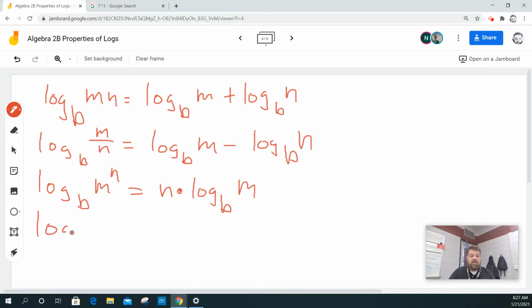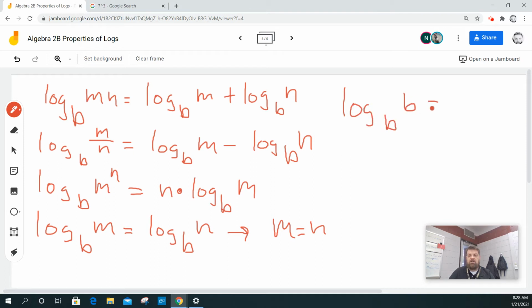Here's one that you might use. If log base b of m is equal to the log base b of n, then that implies that m is equal to n. Last one, log base b of b is equal to 1. Log base b of 1 is equal to 0.